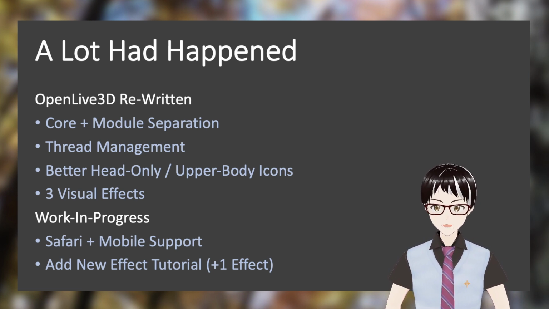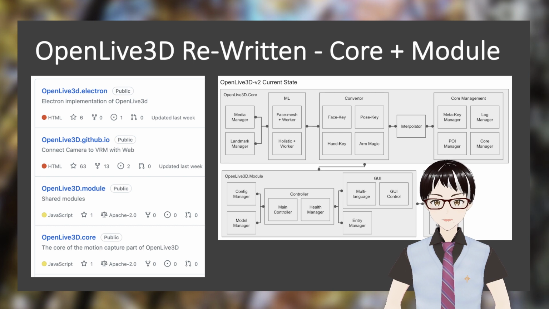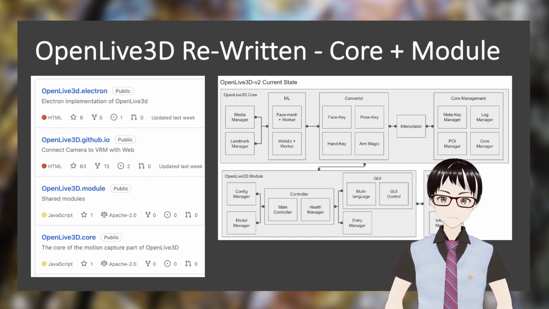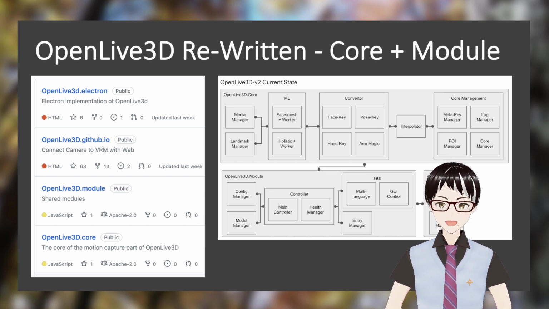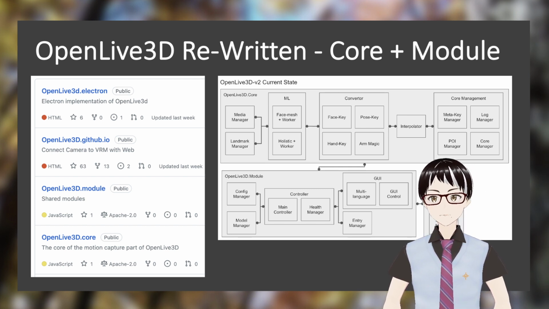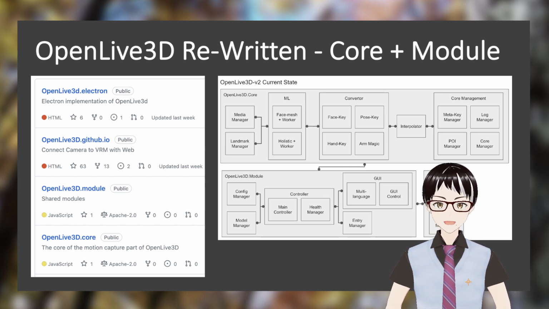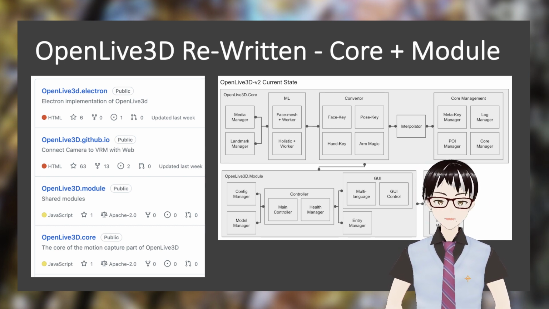So for the first thing, this is the structure after the rewrite. We now have 4 different repositories. We have the module, we have the core, and we also have the GitHub IO, which is the website, and we also have the Electron, which is the app version that I'm currently using for the model part.